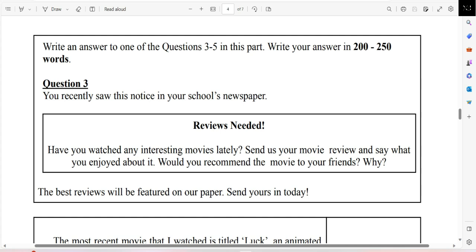Now, we all know there are a few types of reviews, right? We have book reviews, movie reviews, restaurants, places, services, and all those things. Today we are going to be looking at movie reviews. Let's say before your exam, you have already decided that no matter what type of review comes out during your exam, you are definitely going to be writing a review.